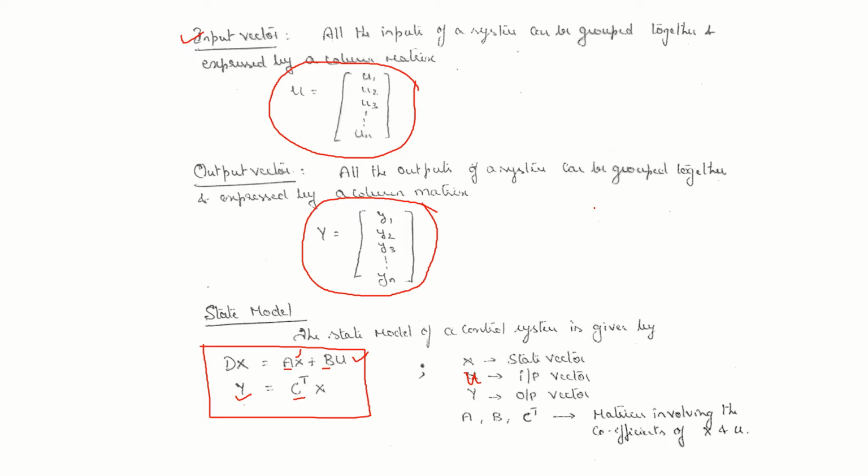Sometimes state model is also represented like this. Dx is equal to Ax plus Bu, then y is equal to C transpose x plus Du. This is more generic representation. This is for a linear time invariant system. Remember this, for the LTI system.